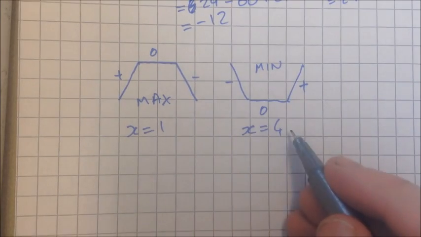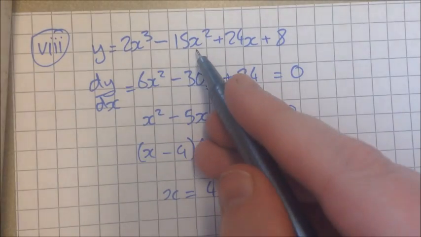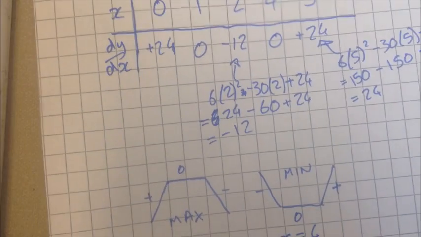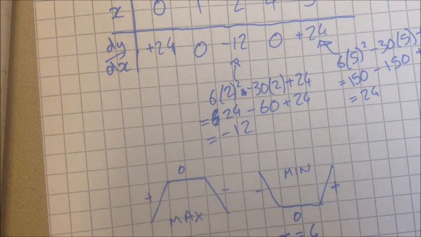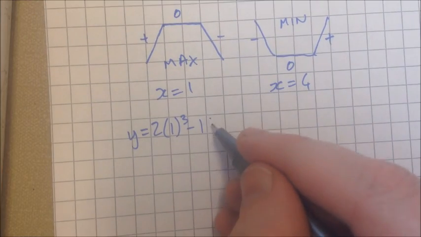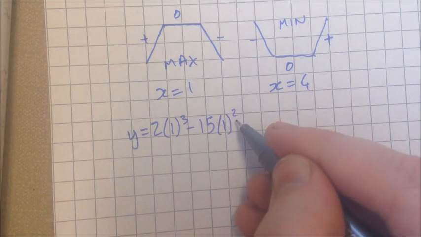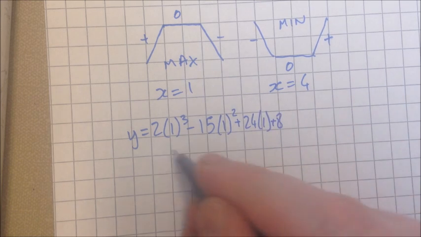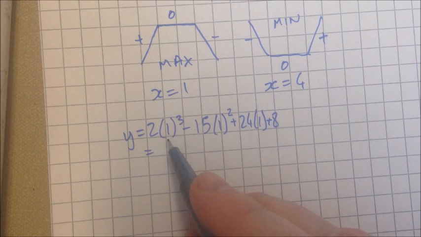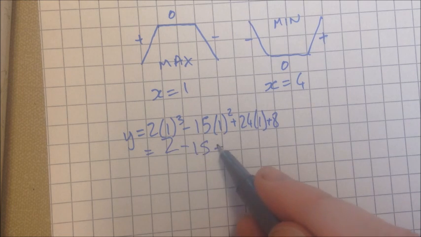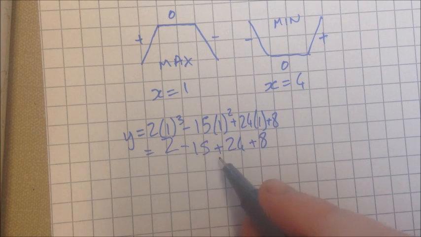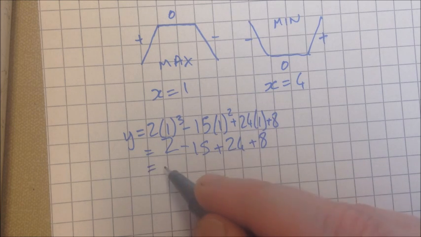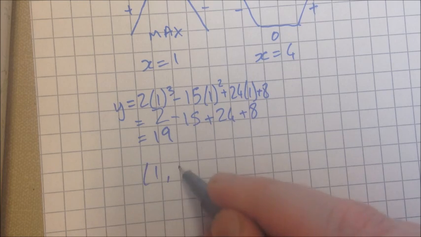Right, we have to plug these numbers in, x is 1 and x is 4, into this formula back here. So y equals 2 lots of 1 cubed, take away 15 lots of 1 squared, plus 24 lots of 1, plus 8. So that is, what, 2 take away 15 plus 24 plus 8. Negative 13, positive 11, positive 19. So your solution there is 1, 19.